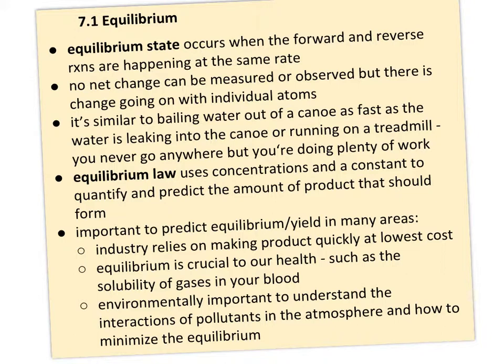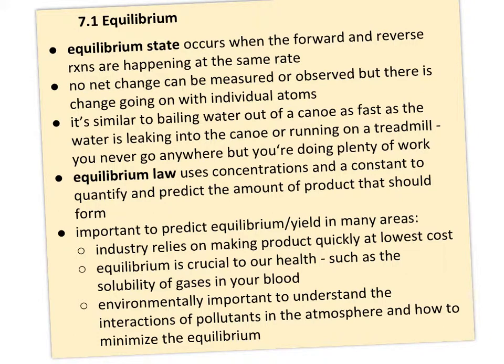So a couple analogies: if you're bailing water out of a canoe as fast as the water is leaking into your canoe, or when you're running on a treadmill, you don't have any net movement, but you're certainly doing work. So the equilibrium law uses concentrations and a constant called the equilibrium constant to try and quantify and predict the amount of product that should form.